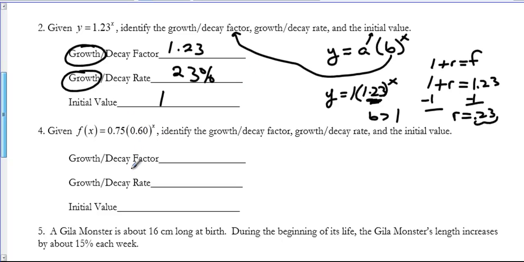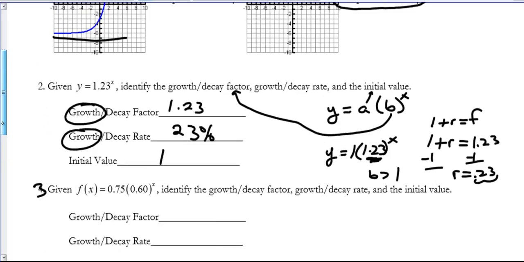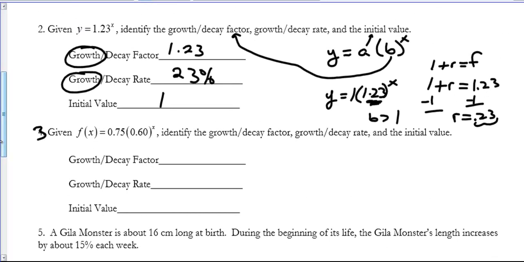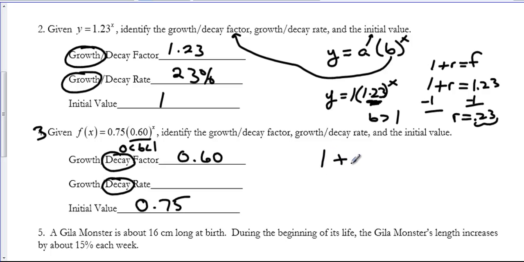All right. Number, it says 4. I guess it should be 3. I think I counted the two graphs as separate before. Once again, we look inside. We see a number that is between 0 and 1. That makes this decay. My decay factor is 0.60. My initial value is the number out in front, so 0.75.